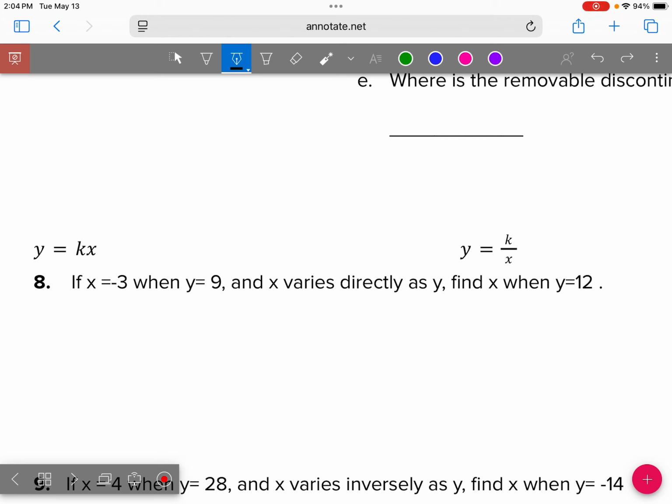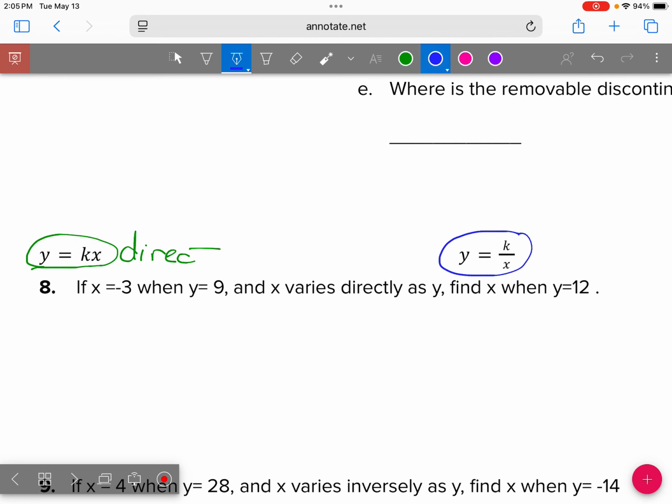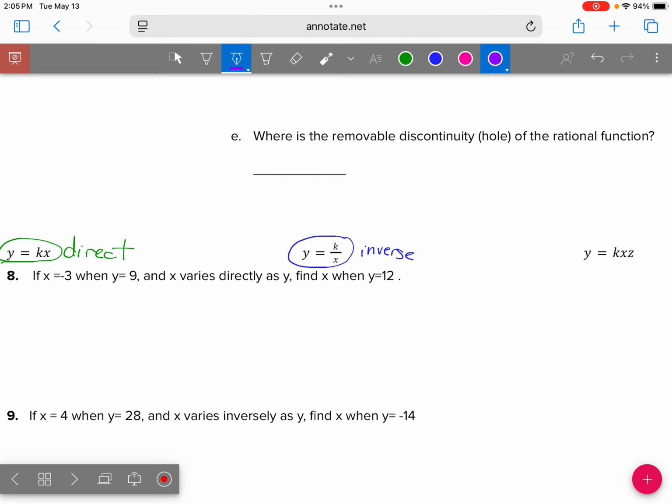Yeah, I was looking over the white for KX. So that would be if we had KXZ, that would be if we had something varying jointly. So the direct variation is going to be this guy. The joint variation is this. So this is direct. This one is inverse. And if you have something that says jointly varied, this is our joint variation. Because it's a few things joined together.